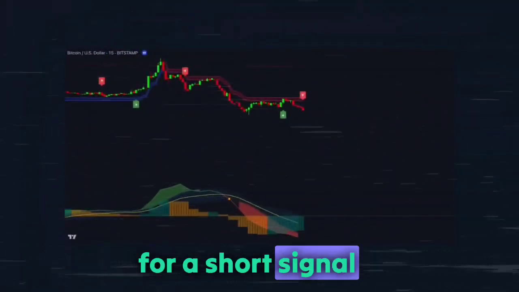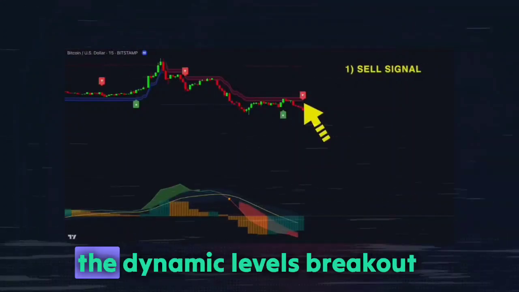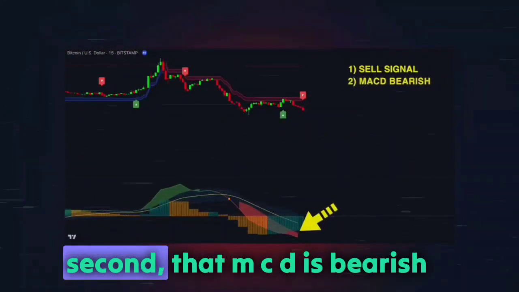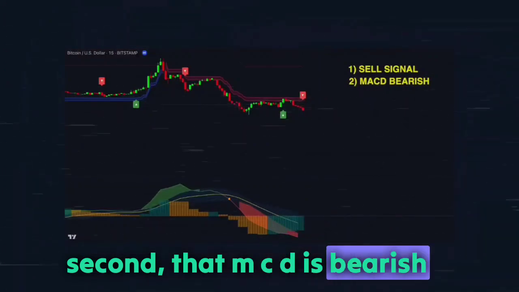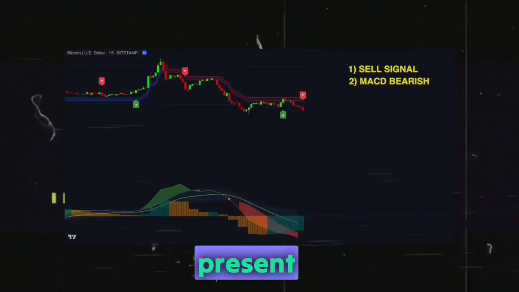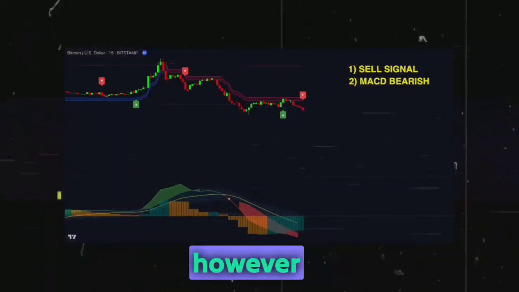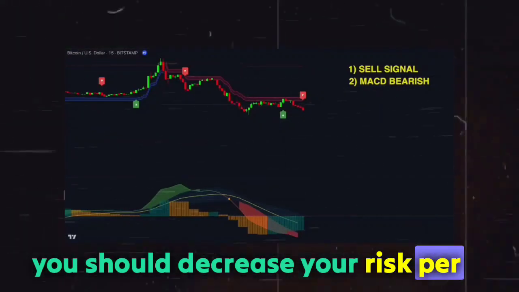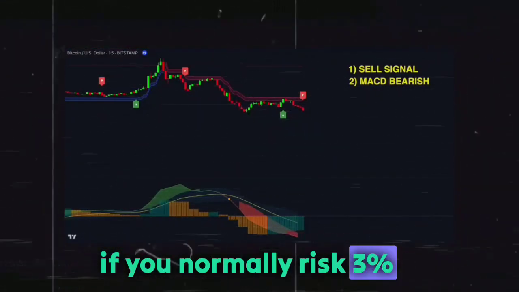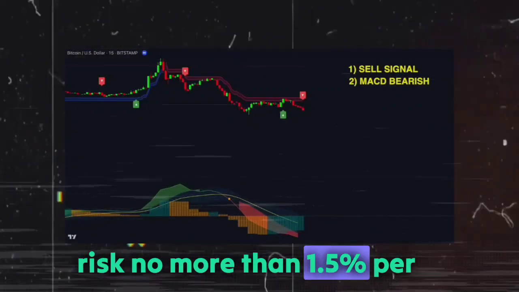For a short signal, make sure the following criteria are met. First, the Dynamic Levels Breakout produces a sell signal. Second, the MACD is bearish. When the cloud is red, a strong selling pressure is present. You can still open a trade when the MACD is narrow. However, you should decrease your risk per position by half. For example, if you normally risk 3% per trade, in this case, you would risk no more than 1.5% per trade.